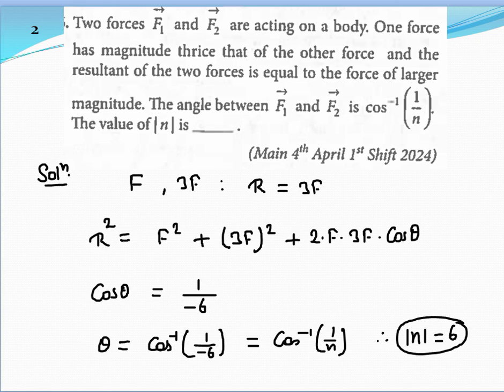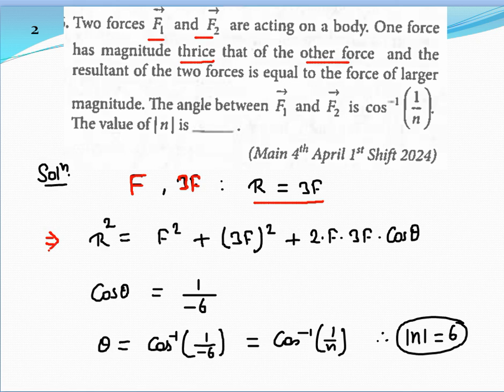They have given two forces F1 and F2 acting on a body. One force has magnitude thrice that of the other. So I have considered one force of magnitude F, another force of magnitude 3F. And the resultant of the two forces is equal to the force of larger magnitude. So the resultant we have considered here is R equals 3F.